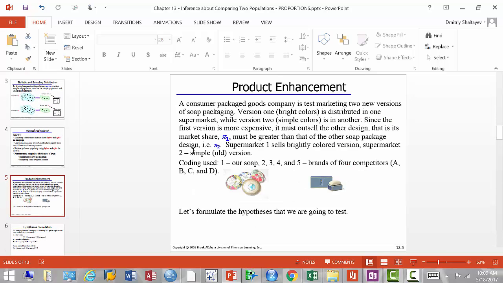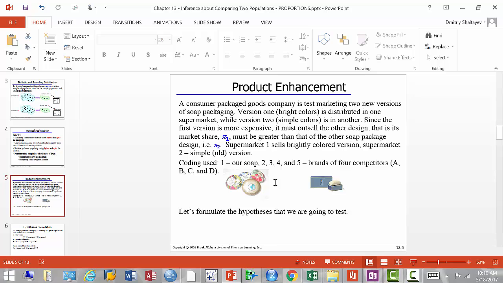Okay, anyhow, let's take a look at this problem. Product enhancement. Close to marketing, actually. A consumer packaged goods company is test marketing 2 new versions of soap. The soap is exactly the same. They didn't change the product itself, but they developed 2 versions, 2 packagings, for the same soap. One is brightly colored. These are the best pictures that I could find several years ago online, so take it with a grain of salt.